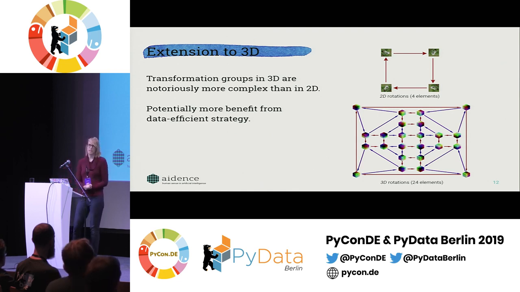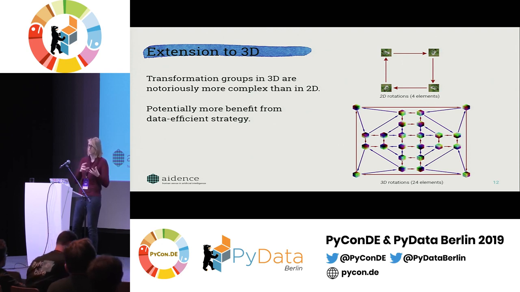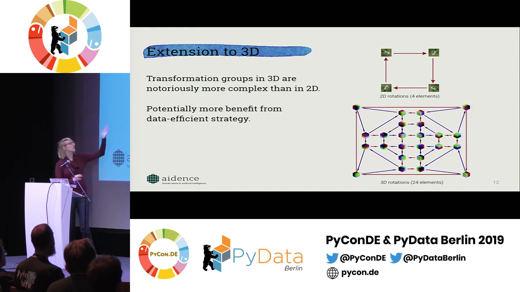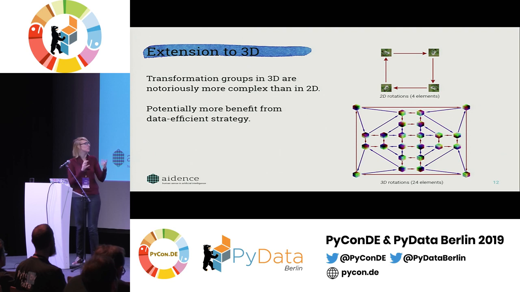To implement the 3D case was a little bit more complicated than the 2D case, because rotations and reflections in 3D are a lot more complicated than they are in 2D. At the top here, you see the 2D rotations. It's just four elements for the square. But if you take all the lossless transformations of a cube, you already have 24 different elements. And if you add reflection to it, you get 48 elements. It gets quite complicated.